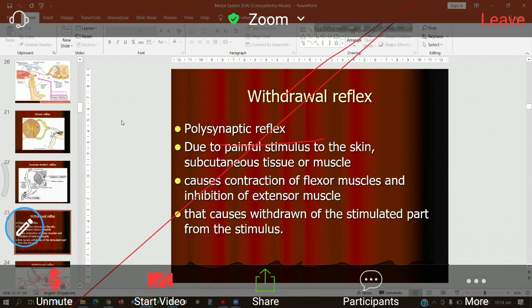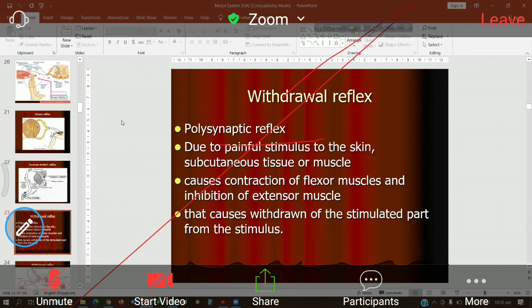When a part of the body, say the hand or the foot, comes in contact with a sharp or harmful substance or object, pain receptors or other types of mechanoreceptors in the skin become stimulated. They generate signals, receptor potentials, which are converted into action potentials and then travel via the sensory fibers to the spinal cord or the brain. This results in generation of motor signals that cause contraction of muscles, not only contraction, but also inhibition of other sets of muscles that allow the person to withdraw that affected part from the harmful or injurious substance.